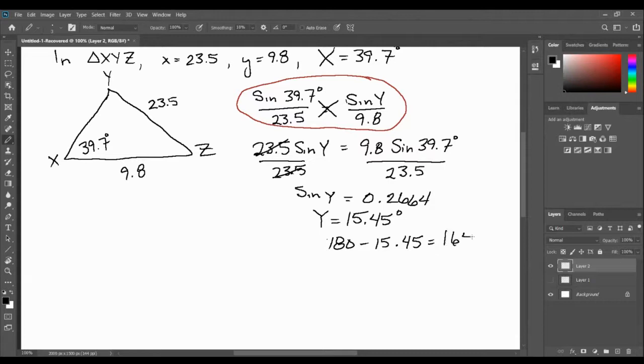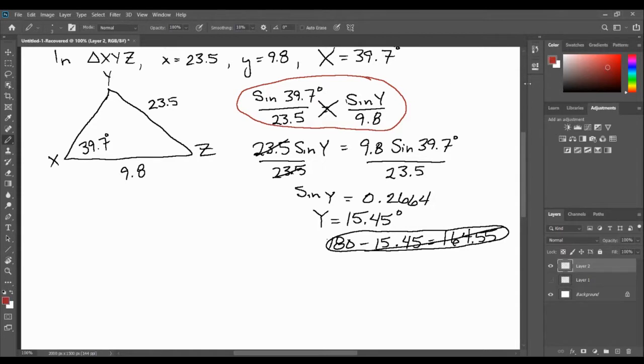164.5. Now, if angle Y were 164.55 and I added that to 39.7, I would be over 180. And recall that the sum of the three angles has to be 180. And so I can't have two of them add up to greater than 180, and that tells me that this option is off the table. I don't have to consider the supplement. I know that Y equals 15.45.